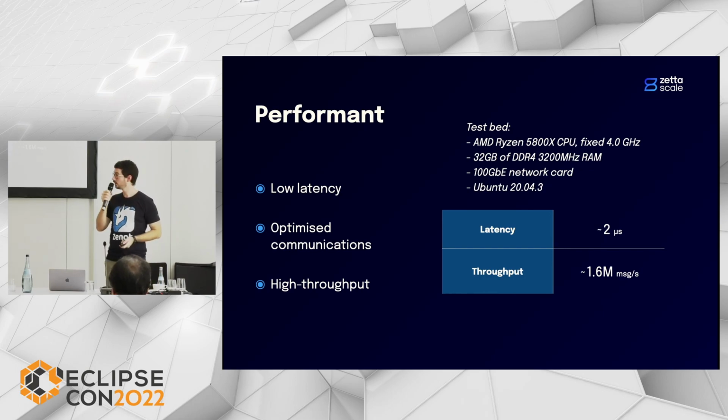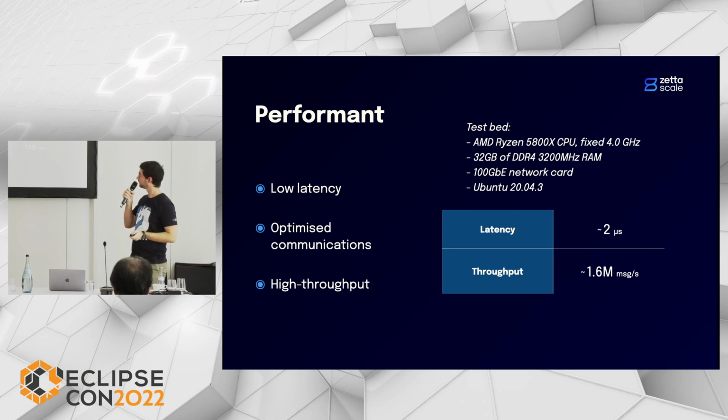Zenoh-Flow is performant: low latency, optimized communications. I want to insist a bit on optimized communication. The idea is that Zenoh-Flow, based on the deployment you give us, will know when two nodes are running on the same machine. And so what we do is that we won't send it over anything. It's just going through channels. This is how we achieve this super low latency, on the order of microseconds. It's a channel between two nodes. High throughput: this has been measured on our test bed, a little bit more than 1,600,000 messages per second with a payload of 8 bits.